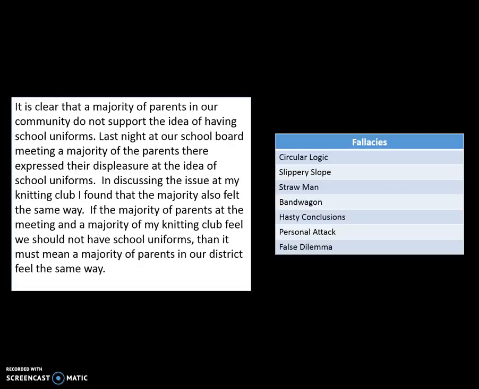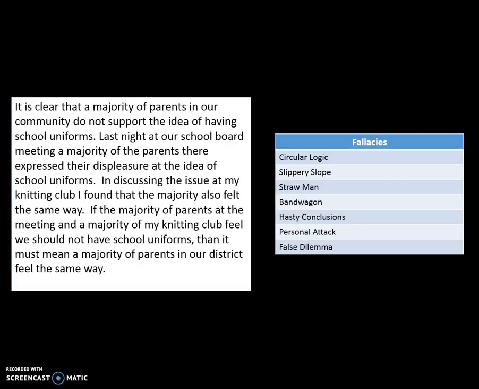Straw man is where you have the argument, which is the community doesn't support school uniforms, but then it's being argued by some other point. We didn't have a distractor there, so it's really not a straw man. Bandwagon, well, it could kind of be bandwagon where everybody is jumping on board, but not necessarily. They're not saying that you should support the other parents in not voting for school uniforms because everybody else is. They're just simply saying that because a majority of parents at these 2 meetings didn't support them, then everybody must not support them. The hasty conclusions, that's where we have insufficient data or we have biased data.